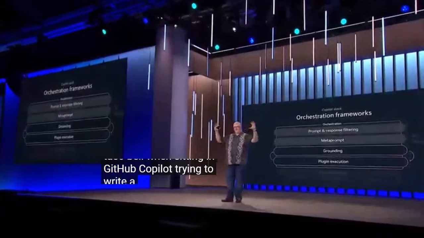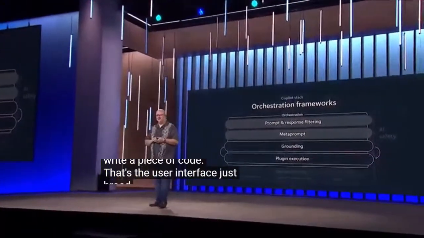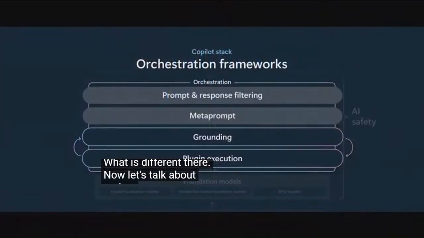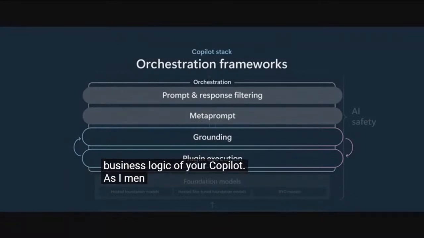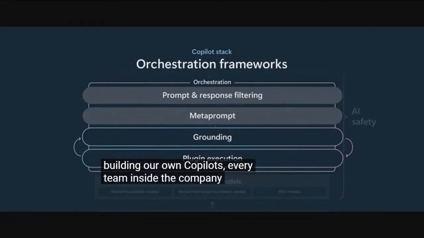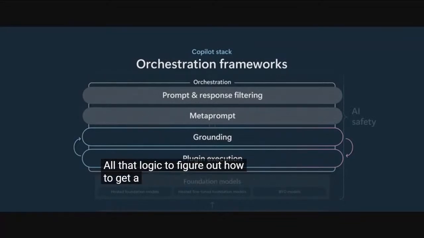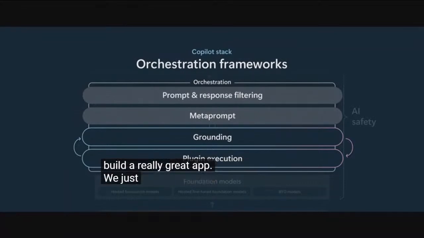So that's the user interface, just broad brush, what is different there. So now let's talk about orchestration. Orchestration is like the business logic of your Copilot. And as I mentioned, when we started building our own Copilots, every team inside of the company was building their own orchestration layer. All of that logic to figure out how to sequence through all of the models, do all of the filtering, do all of the prompt augmentation that you have to do to build a really great app. And we just noticed that there was commonality across all of those things.